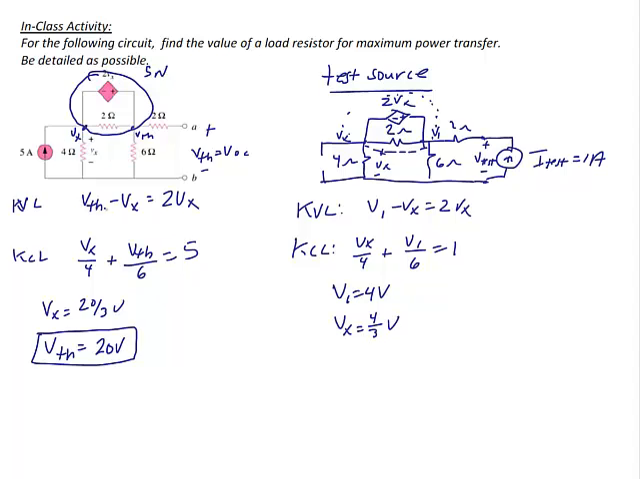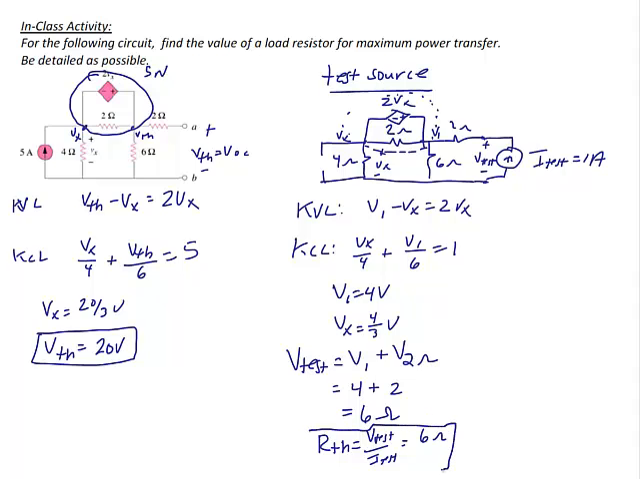So V test will be equal to V1 plus the voltage across the 2 ohm resistor in series with the current source. So V test is going to be equal to 4 plus 2, which equals 6 volts. So our R Thevenin is equal to V test over I test. So our R Thevenin is equal to 6 ohms.